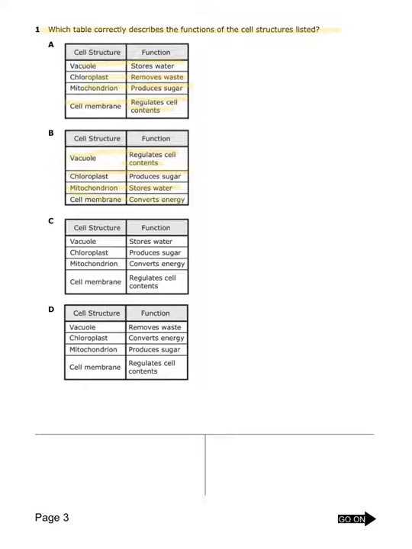Option C, the vacuole stores water, chloroplast produces sugar, the mitochondrion converts energy, the cell membrane regulates contents. Choice D, the vacuole removes waste, chloroplast converts energy, the mitochondrion produces sugar, the cell membrane regulates cell contents.